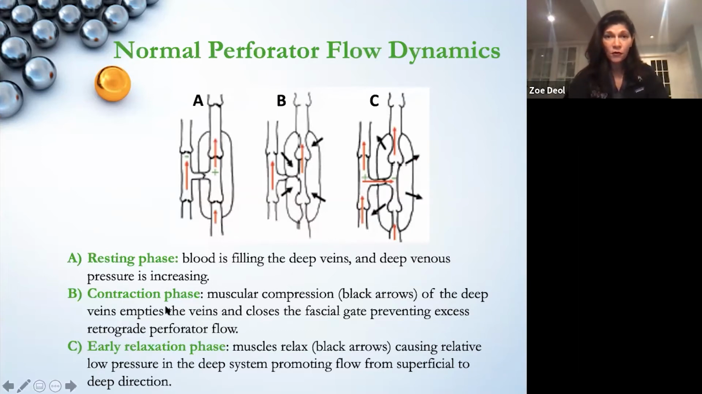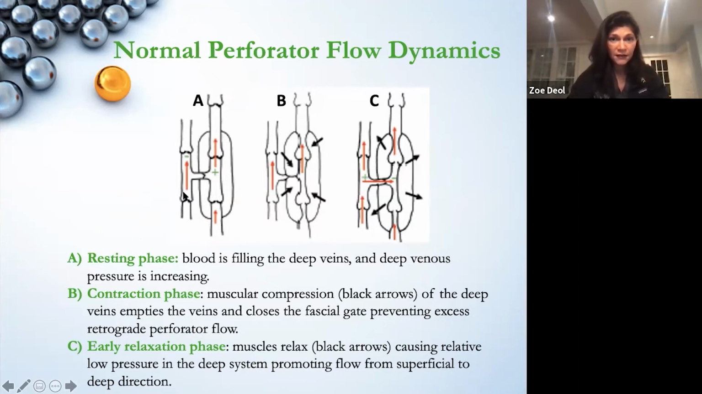So normal flow dynamics in a perforator. On my picture here, this is the superficial system. Hopefully you can see my pointer. This is the deep system. And this little circle here represents the calf muscle pump, or the muscle pump. And this branch is a perforator.